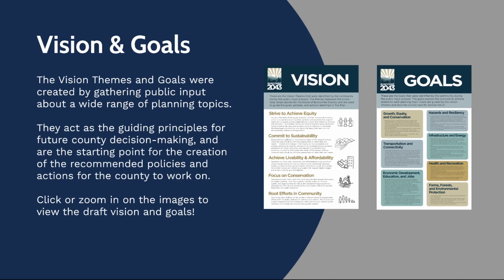Focus on conservation. The goals express the outcome that you want the county to achieve and should be related to the vision themes. Examples of goal topics include growth, equity and conservation, environmental protection, health and recreation, transportation, jobs, and more. You can read the full vision theme statement and goals on the Comprehensive Plan website.